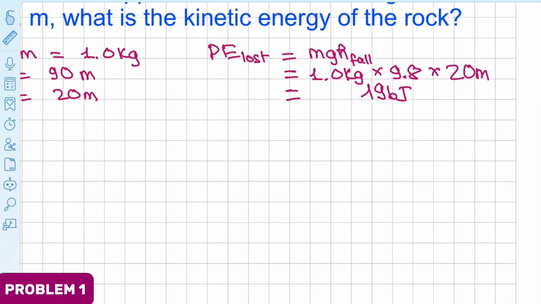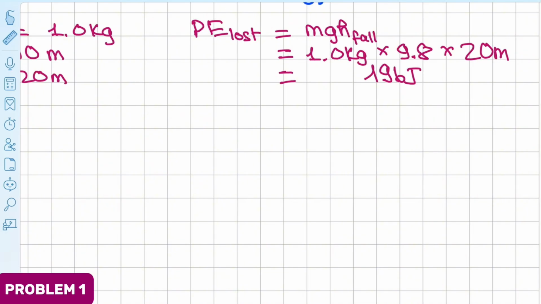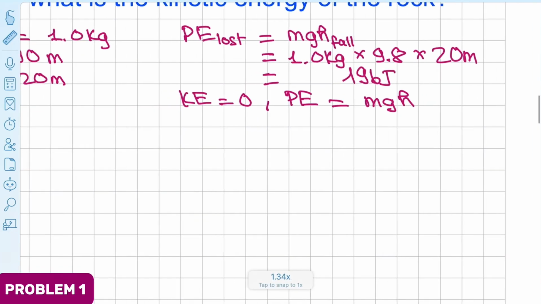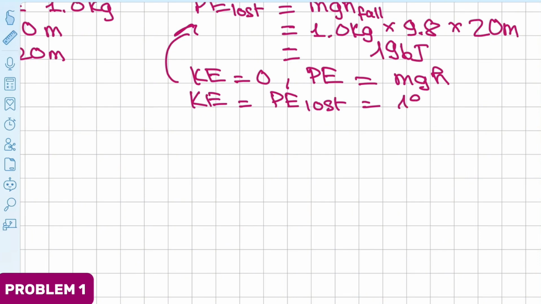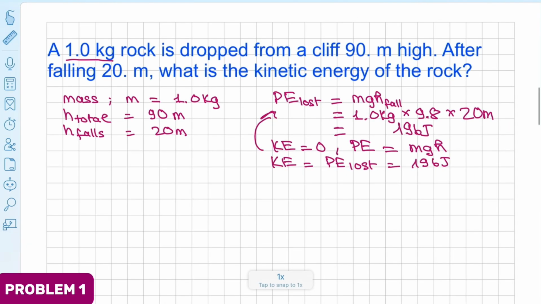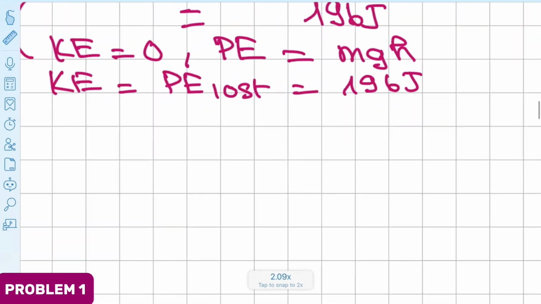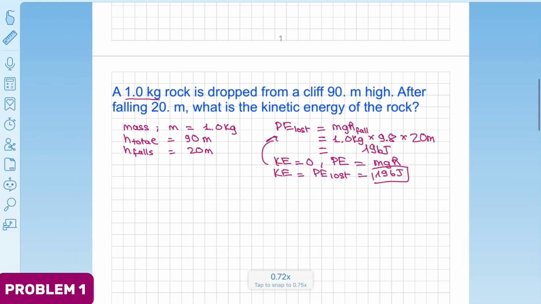Next, we're going to use energy conservation. Since KE at the top will be equal to 0, and we have the PE formula, after falling 20 meters, KE will be equal to PE lost, which is calculated earlier, 196 joules. This happens because the loss in the potential energy will become kinetic energy. So our final result is 196 joules.